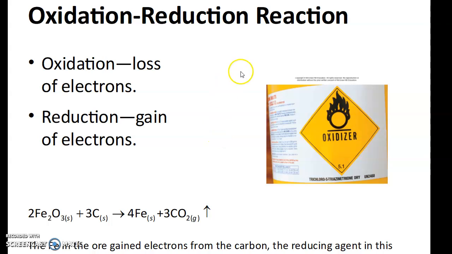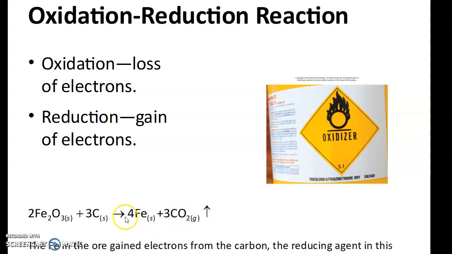So the oxidation reaction. Oxidation is a loss of electrons. A reduction is a gain of electrons. So here you have Fe2O3. Oxygen is a -2. So you have 3 of those, so this is a -6. So for this to work out right here, that means each iron here has to be a +3. So the iron is going from a +3 oxidation state to a 0.